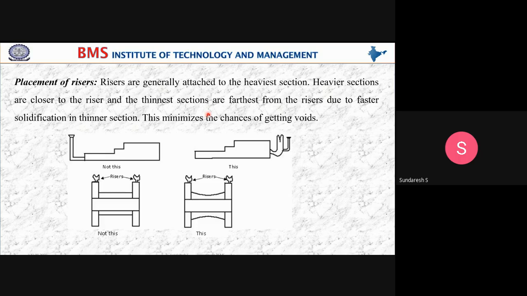Where we are supposed to locate the risers is a very important thing. Risers are generally attached to the heaviest section of the component. The heaviest sections are closer to the risers, whereas thinner sections are furthest from the riser. The main reason is that the thinnest sections solidify faster than the thicker sections. This minimizes the chances of getting voids. So the riser should be attached to the heaviest sections. This is not the way you can put it. This is the way. This is the heavier section.